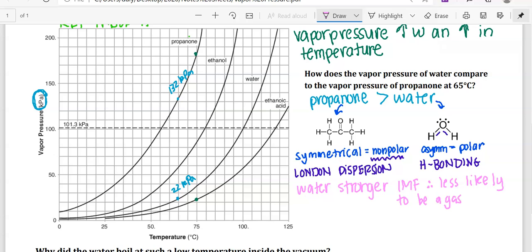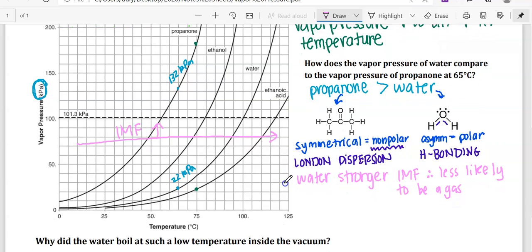And so looking at our graph here, our vapor pressure for liquids, if we go from left to right, our intermolecular forces increase, our attractive forces increase. So ethanoic acid has our strongest intermolecular forces of attraction, and propanone has our weakest intermolecular forces of attraction. Okay?